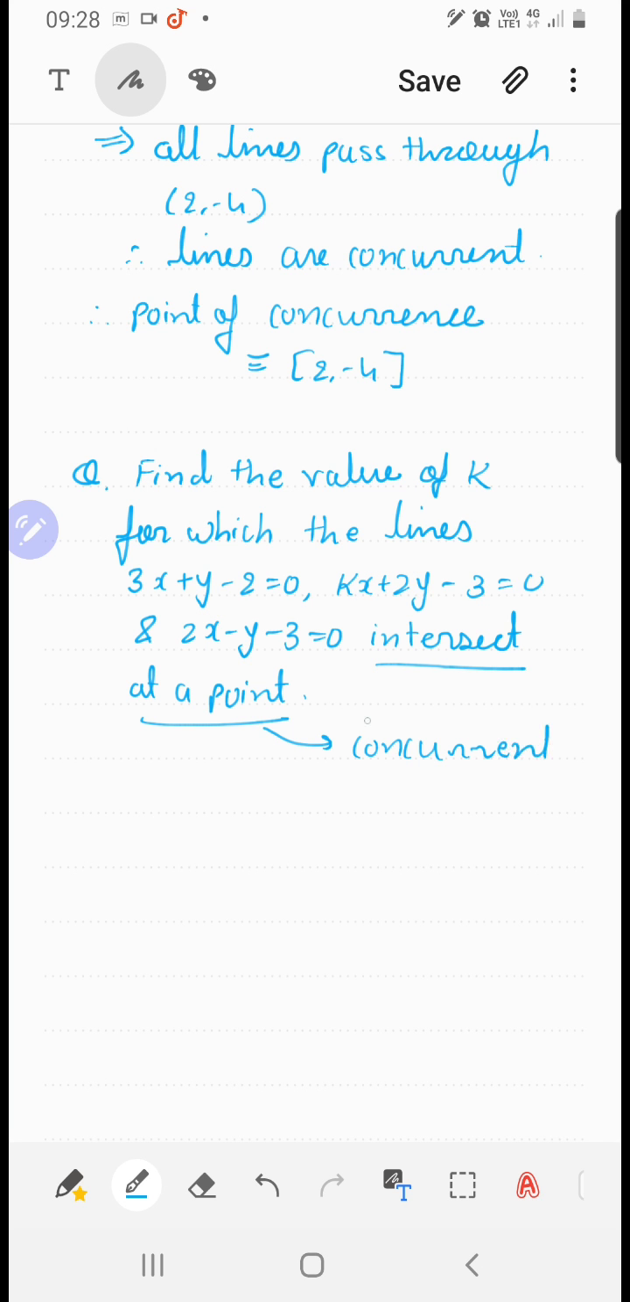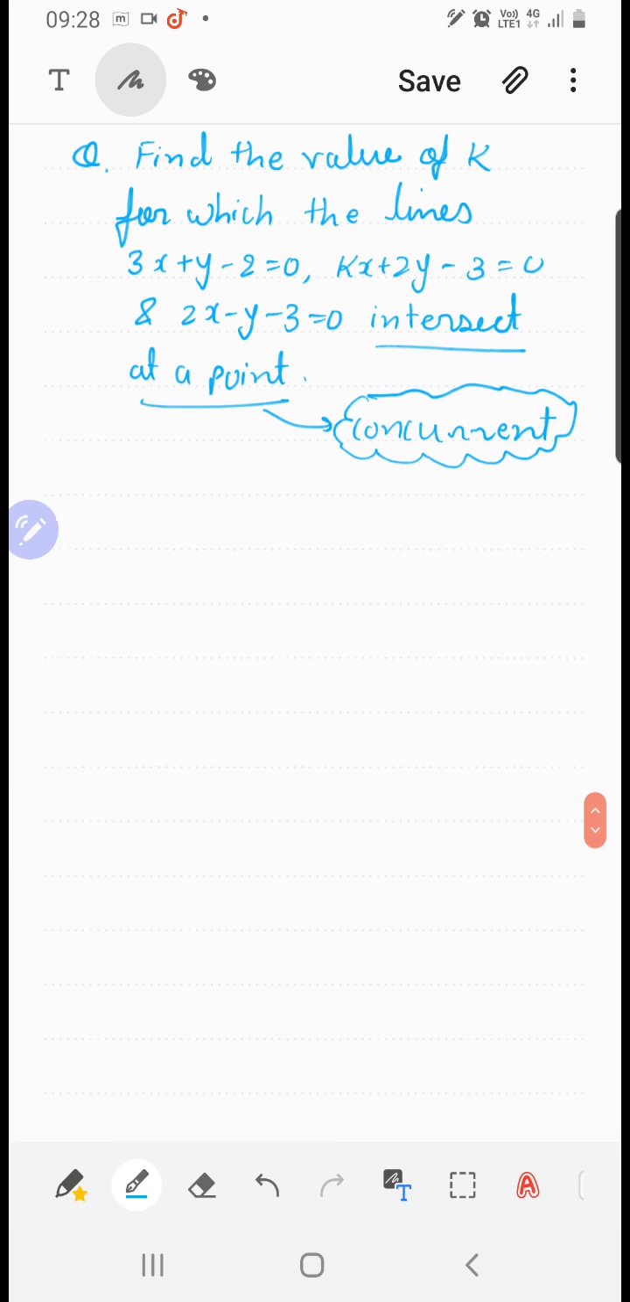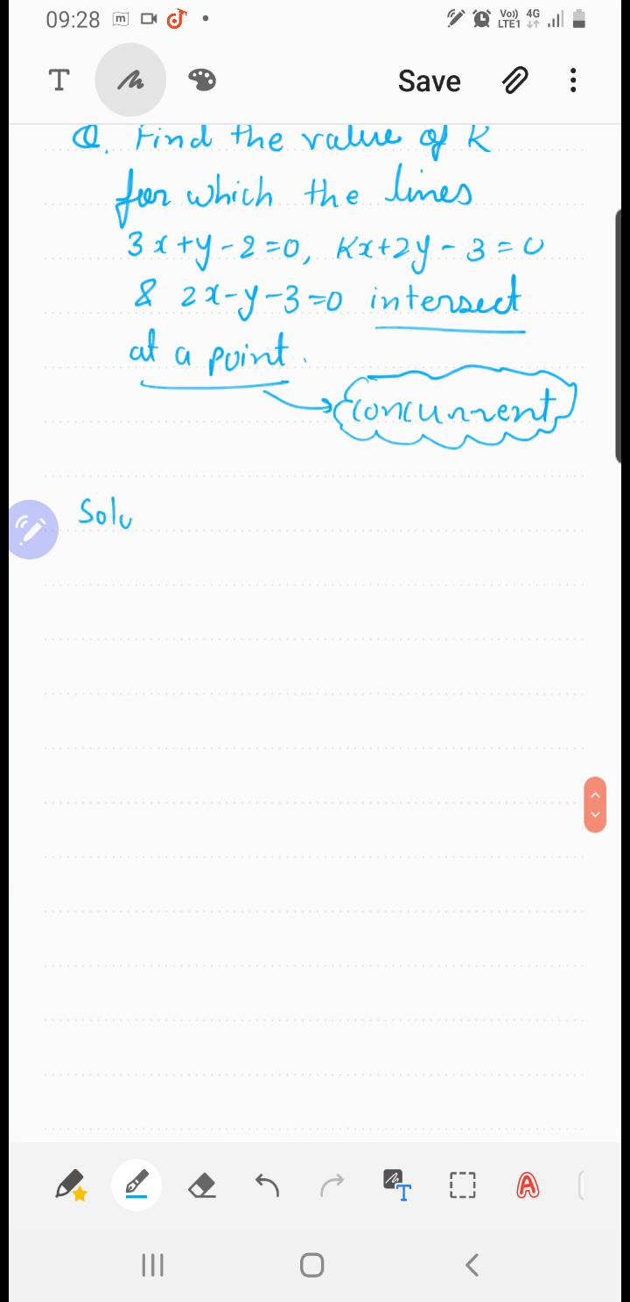And as I said, concurrent, in my mind there are two steps, where step number one is to solve any two equations simultaneously to get the point, and that point will satisfy the third equation. So here in the solution, let us take any two equations. Now in this example, obviously we'll take the equations which do not carry k.